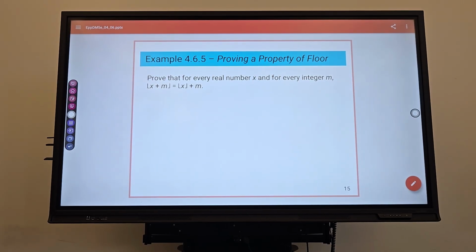Prove that for every real number x and for every integer m, the floor of x plus m equals the floor of x plus m. Now, m is an integer, so the floor of x plus m can be... how do they do this here?